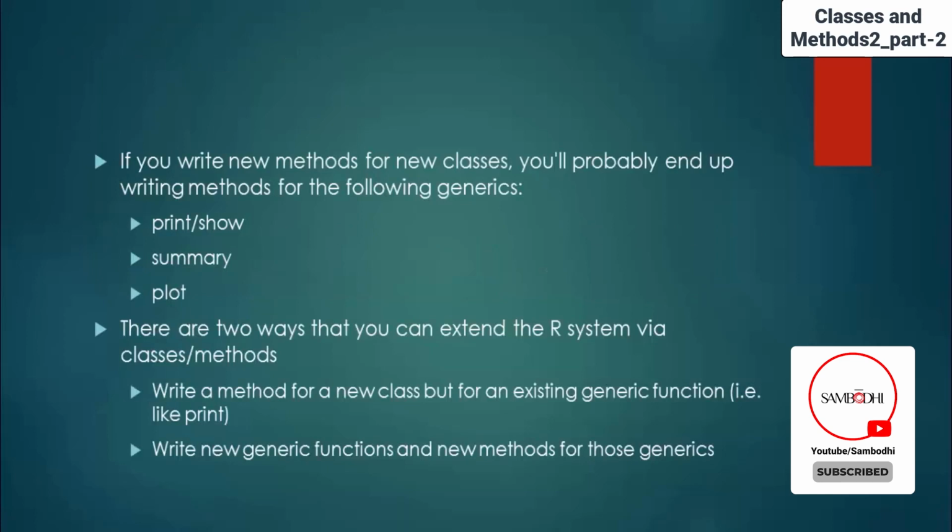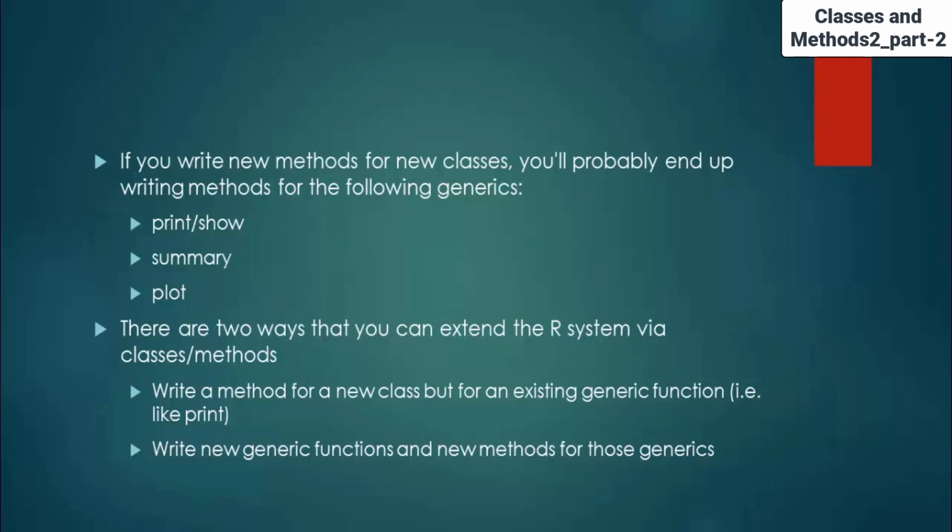If you write new methods for new classes, you'll probably end up writing methods for the following generics as well: print or show, summary, plot, and a lot of other things. There are two ways that you can extend the R system via classes or methods. Write a method for a new class, but for an existing generic function, like print. Or write new generic functions and new methods for those generics.